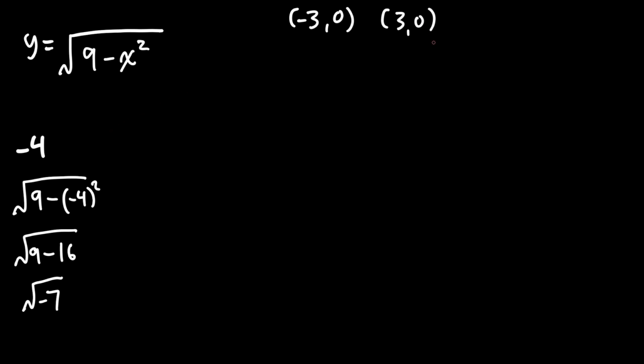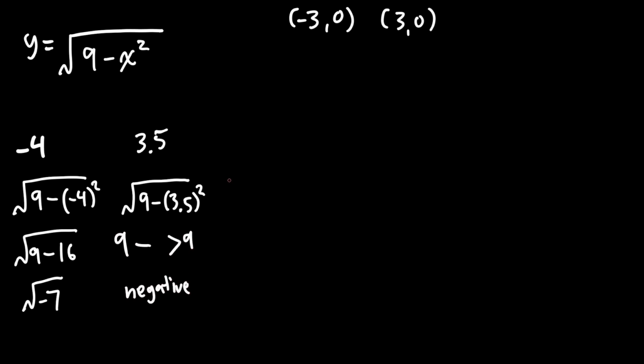For example, if we were to plug in any number that's greater than 3 for the x value, like let's say we even do 3.5, then we'll get the square root of 9 minus 3.5 squared. Although I don't know 3.5 squared off the top of my head, it's going to be larger than 9. And 9 subtracted by anything that is greater than 9 will result in a negative number, right? So from this, we know that the x value has to be between -3 and 3.